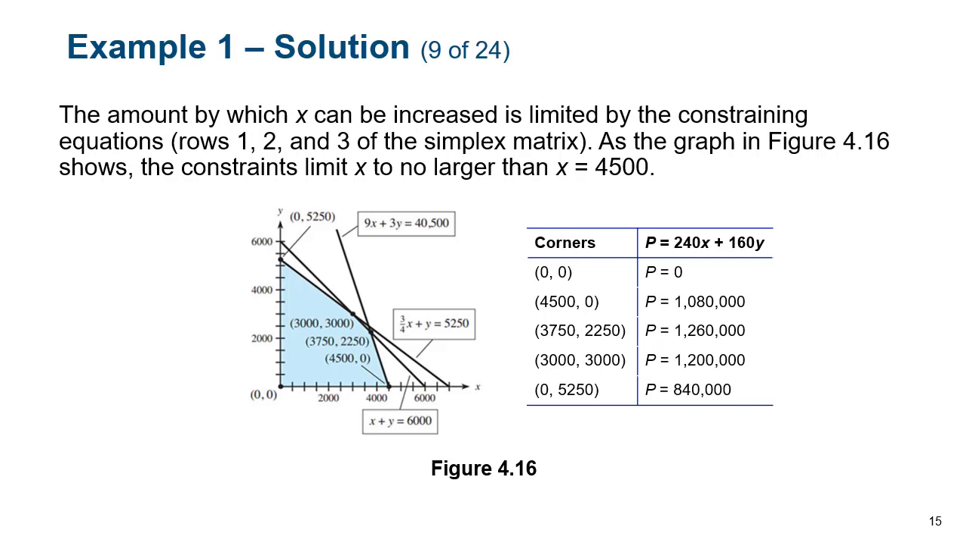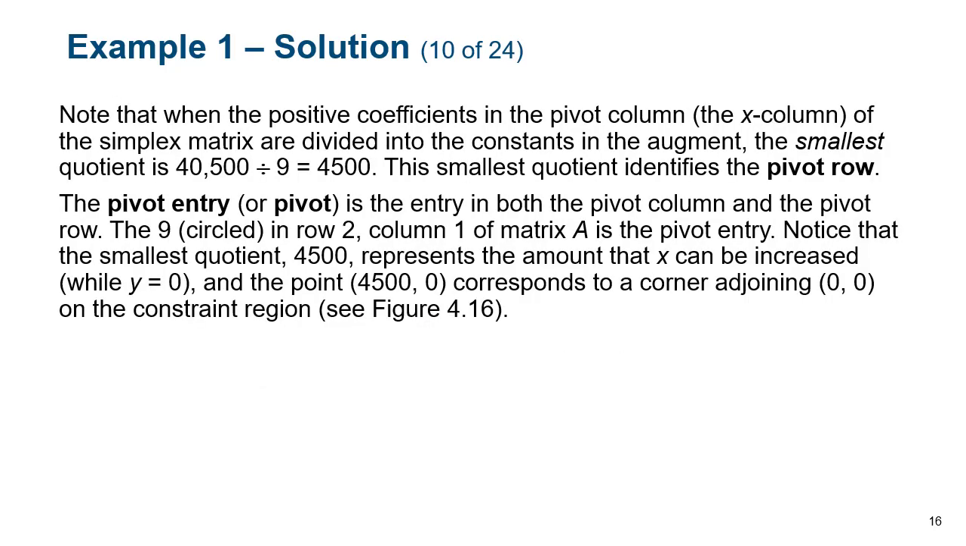And as we can see in that graph below, the constraints limit x to no larger than 4,500. Can you see that this is the farthest out that x goes, right? Everything else is behind it. So the largest value for x is out here when y equals 0, and x is 4,500 right here. So we know we can't get any bigger than that, right?